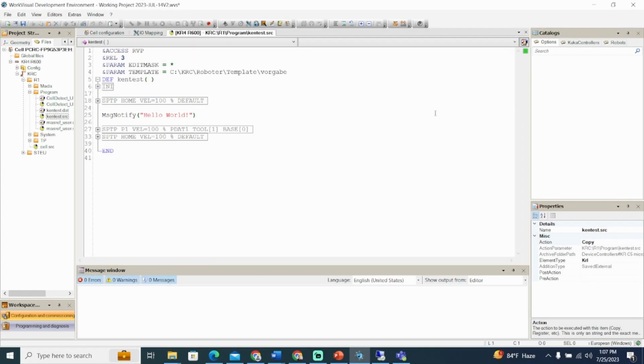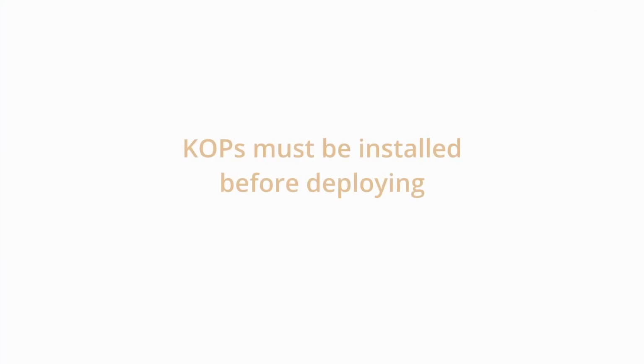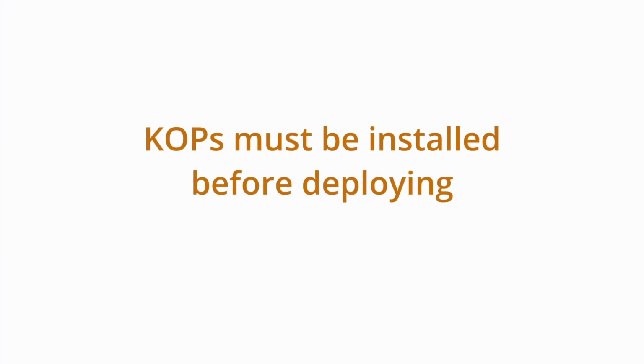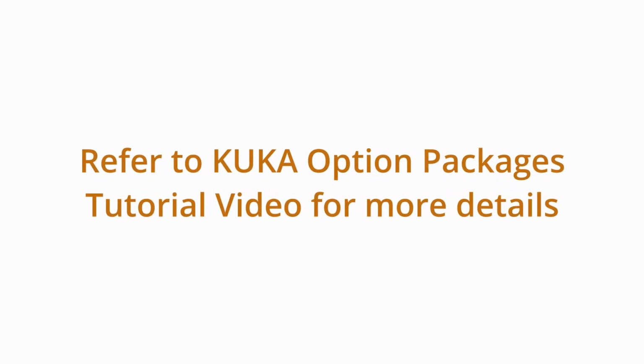Some KUKA option packages, KOPs, add functionality to WorkVisual. If your controller has any of these options, they must be installed in WorkVisual before deploying the project. WorkVisual will give you an error in the message window if this is the case. Refer to the KUKA option packages tutorial video about KOPs for more details.